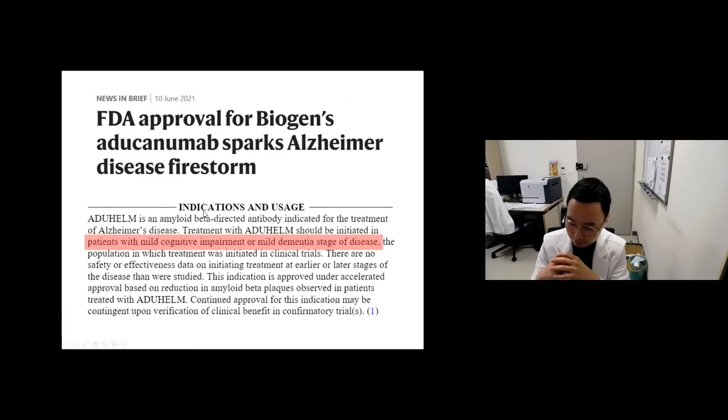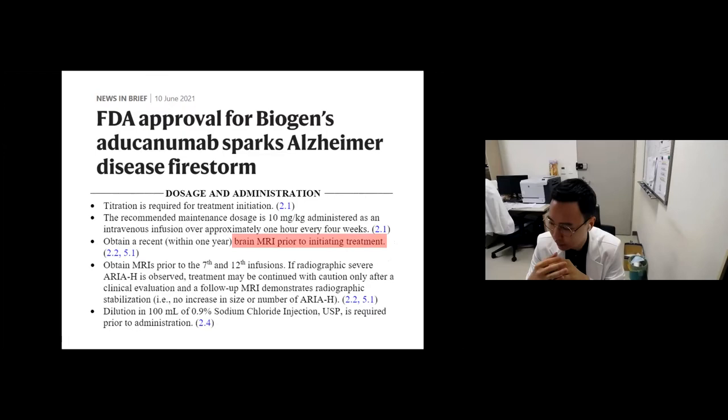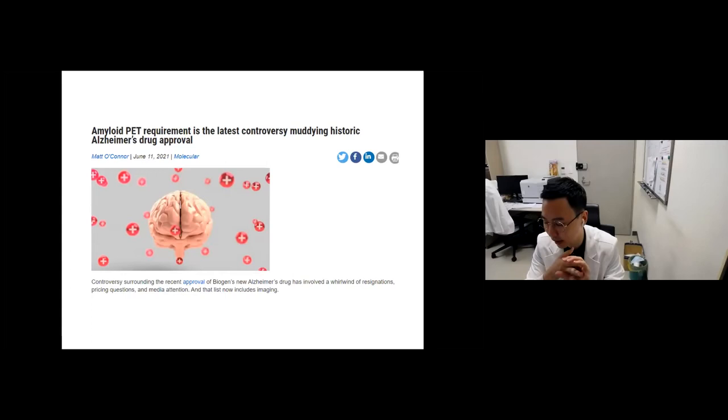However, it is still limited to patients with mild MCI or mild dementia. And one more thing is that in the FDA label for aducanumab, there is some concern that amyloid PET imaging is not actually required. Whereas MRI is indicated to be done prior to initiating therapy, and at follow-up to recognize some adverse effects of this amyloid targeted therapy. So there is some debate or controversy whether amyloid PET is a requirement for this drug.